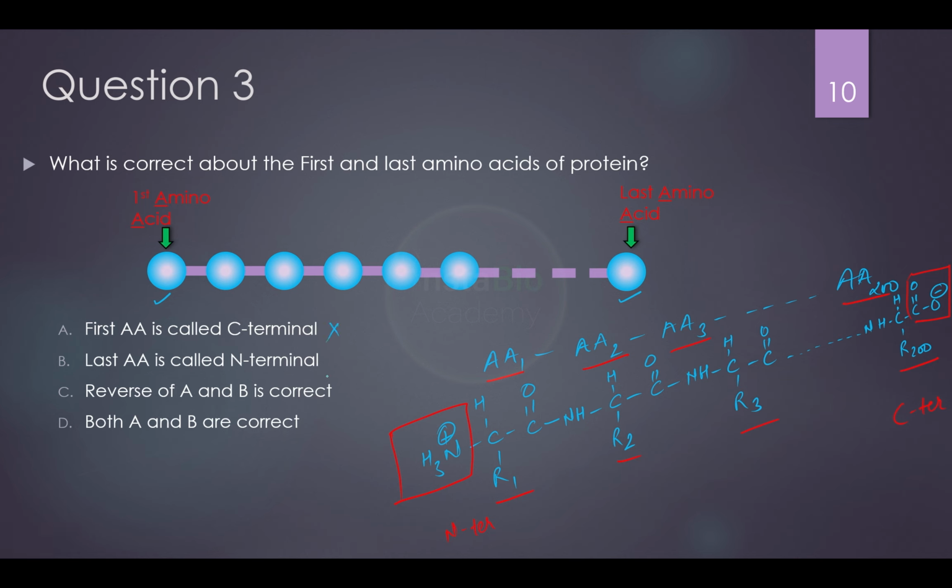Now, the first amino acid is called C-terminal. This is wrong. You have to find the correct one, not the incorrect one. So always be cautious about what is asked, whether they want you to find the correct answer or the incorrect answer. So the first amino acid is called C-terminal? No, this is wrong. Last amino acid is called N-terminal? Wrong. Reverse of A and B is correct? Yes. Both A and B are correct? No. So the best answer here is C, reverse of A and B is correct, right?